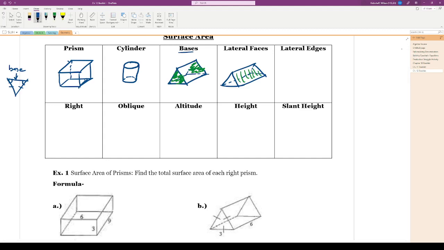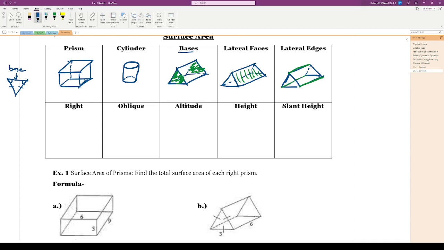And then your lateral edges, I'm going to use this same guy again, just so we can compare like things. Lateral edges are the edges of those rectangular faces. So my lateral edges are connecting between the two bases. So yeah, that's those three. Hopefully you already knew all of that vocabulary.